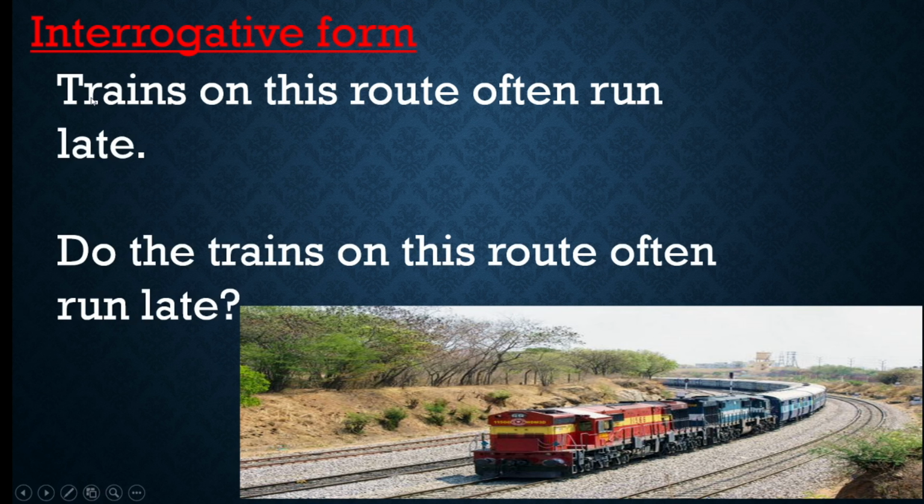Now see here, trains on this route, trains is plural. When plural come, you have to use do. Only when he, she, it comes, you have to use does. Since here trains plural has come, I have to use the question word do. Okay, this also you should remember. That is, when I, we, you, they come, you have to use do as a question word. When he, she, it come, you have to use does as a question word.